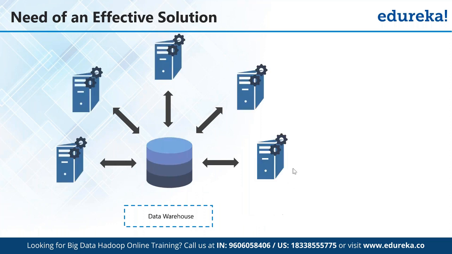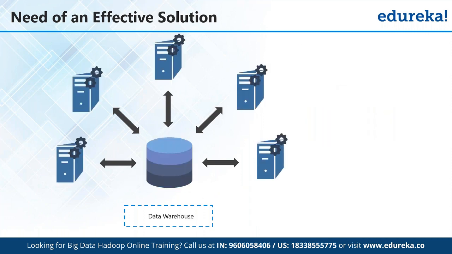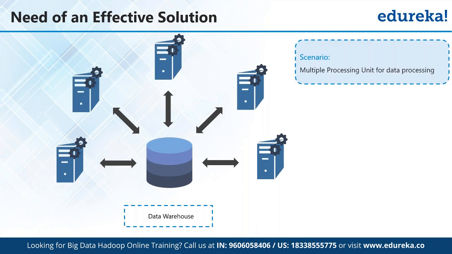So like you see here, data warehouse system. So you got a lot of processing units. These are all CPUs that you see here. It's just the translation of the previous slide, where we had different cooks. This is the restaurant use case, and here it is the technical use case. So multiple processing units for data processing, and you got the common storage, which is the data warehouse system.